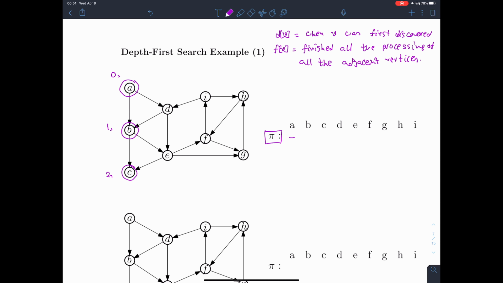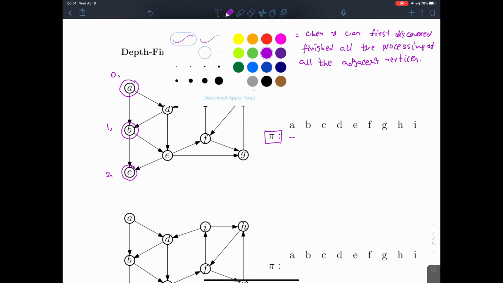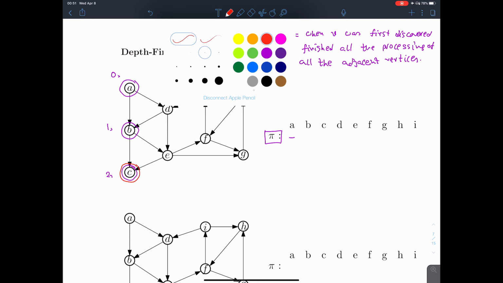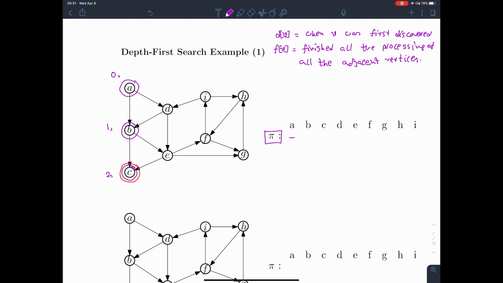At this point, we will look for the adjacent vertices of C, but C does not have any adjacent vertex. That means, in other words, we are finished processing all the adjacent vertices of C. At this point, what can we say? We can say that we finished processing the vertex C. There is no other vertex that is not discovered yet for the vertex C. So we can also say C is finished processing at time 3.